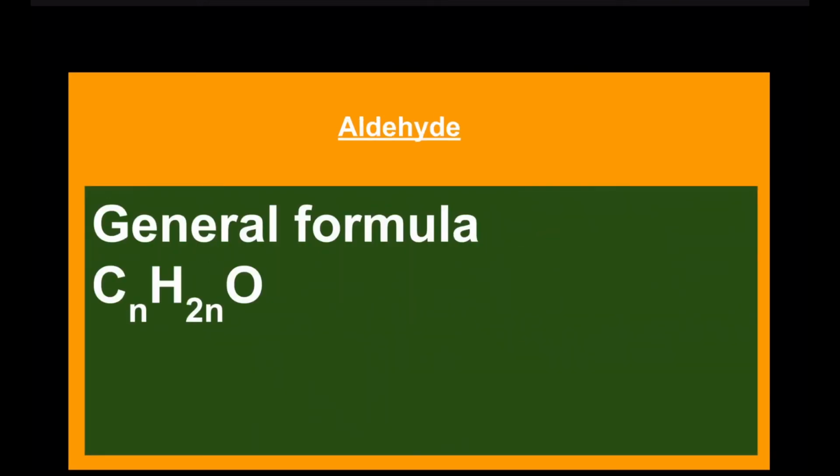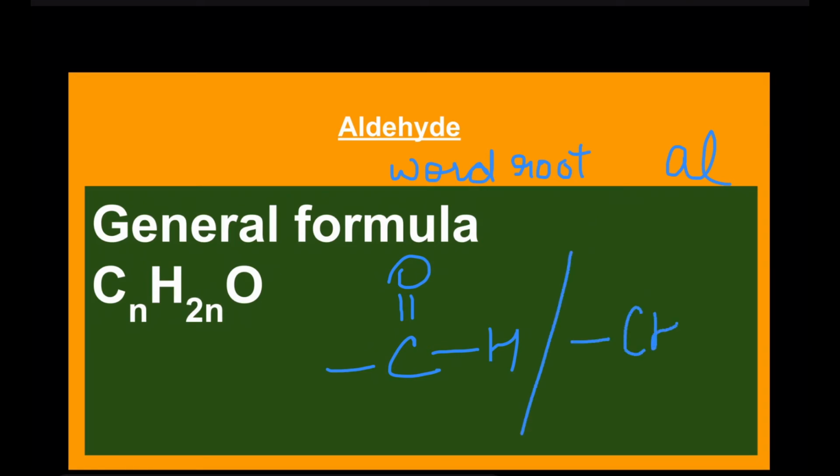Aldehyde. In case of aldehyde, the naming is done in this way. Word root is written and the suffix is al. The functional group is C double bond O H, and on the other side of the carbon either hydrogen is bonded or an alkyl group is bonded. It can also be written as CHO. The general formula is CnH2nO.